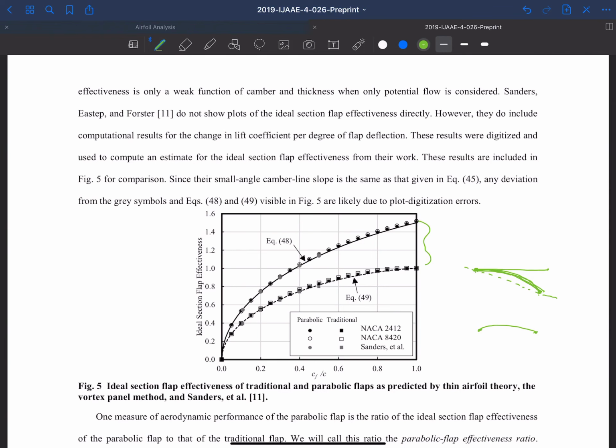Okay, so one last thing maybe to point out is that this crosses one at about a flap chord fraction of 0.4. Rather than building a traditional flap, if we need more flap authority, sometimes we will rotate the entire airfoil and give it a cf over c of 1. But in our case, if we use a parabolic flap, then we can get that same effectiveness by only rotating 40% of the airfoil. The aft 40% will give us a section flap effectiveness of 1.